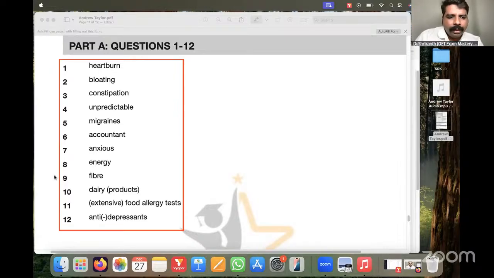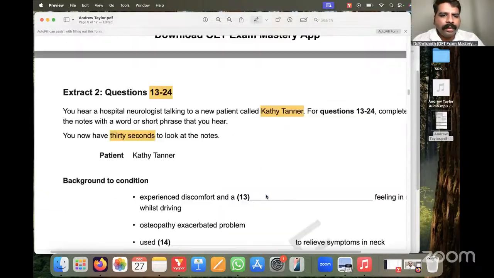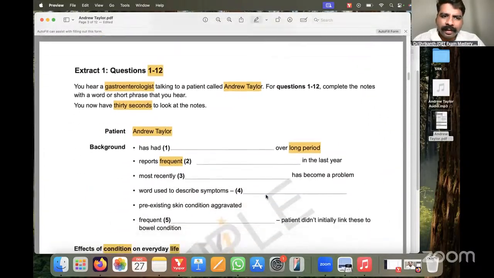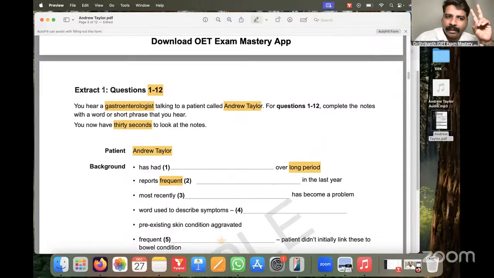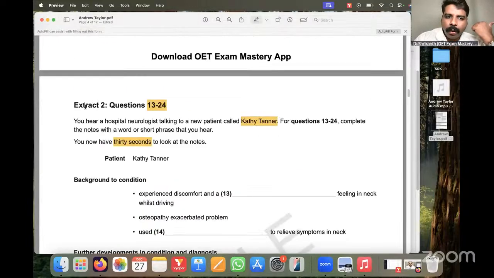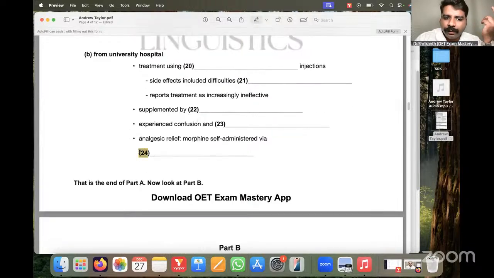All right, so now it's time to wind up the session. Before that, I just want to have a small recap of what we discussed. In listening part A, we'll have two extracts. Extract 1 will have 12 questions. Extract 2 will also have 12 questions. So that means you have a total of 24 questions.